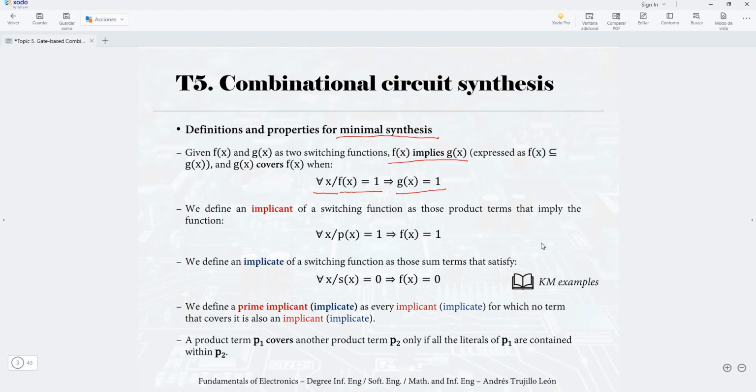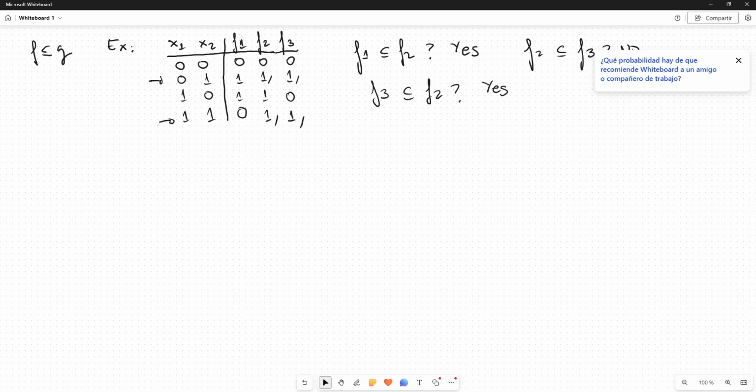We are going to define the concept of implicants as a product term that implies the function. And remember, that means that if there is a combination of the inputs for which the product term is 1, f is going to be 1 for those combinations as well. Again, we can see it with an example. So imagine that we have the function, the concept of implicant. Imagine that we have this function.